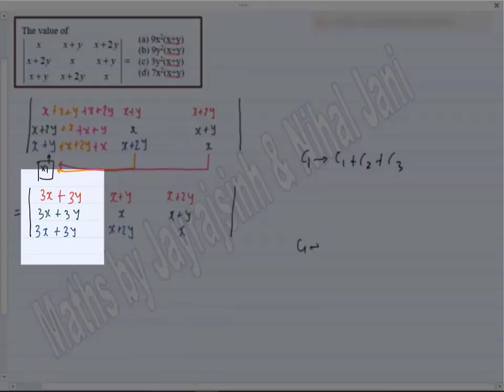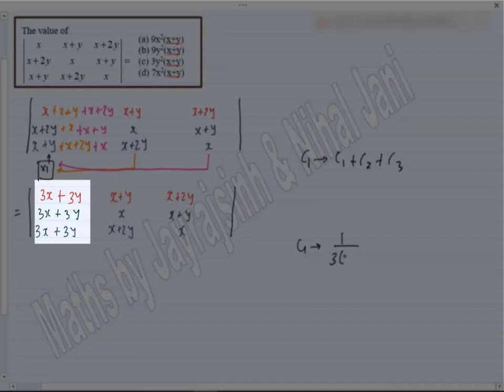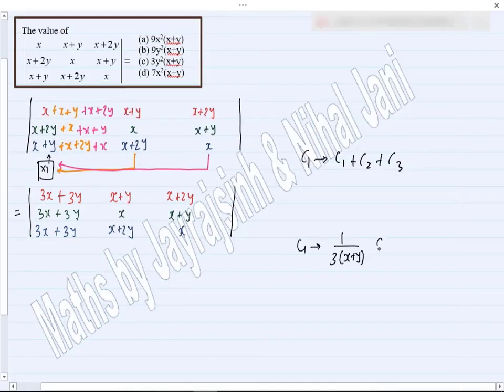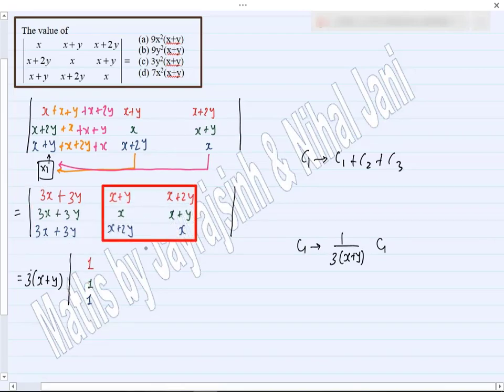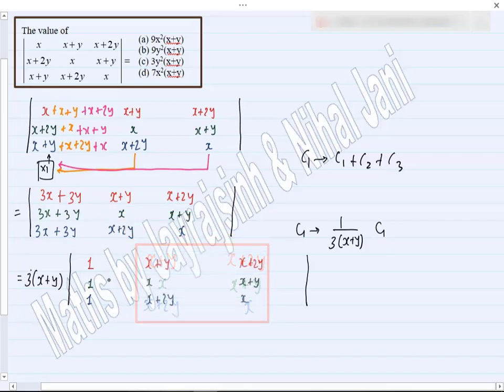Now we can take 3 times x plus y common from the first column. So we multiply 3 times x plus y with the determinant, and our first column will be 1, 1 and 1. The rest of the two columns will remain as they are. Here they are. Now we get 1, which will help to get as many zeros as possible. So let's try to get 0 at A21 and A23. Let's use the first row.